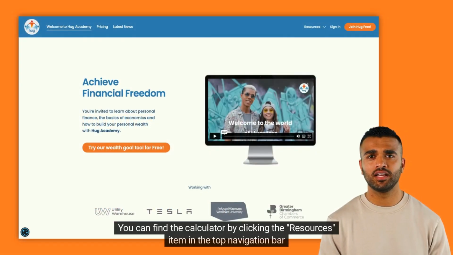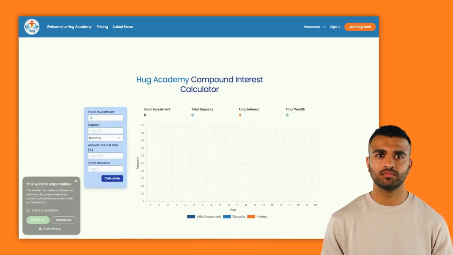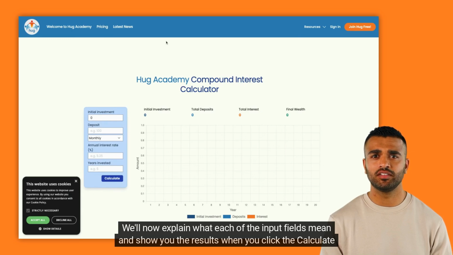You can find the calculator by clicking the Resources item in the top navigation bar, and then choosing the Interest Calculator. We'll now explain what each of the input fields mean and show you the results when you click the Calculate button.